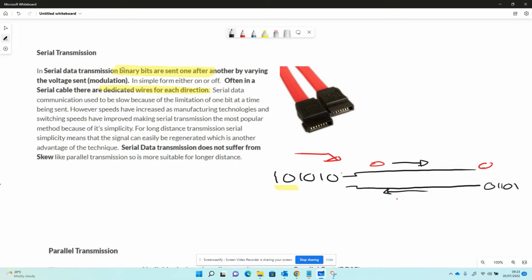So serial transmission is the type of transmission we normally use these days. It's good for long distances because we don't need a timing signal for it. And because we don't need a timing signal, then it doesn't suffer from what we call data skew, like parallel transmission, which we'll look at in a moment. So serial is good for long distance.